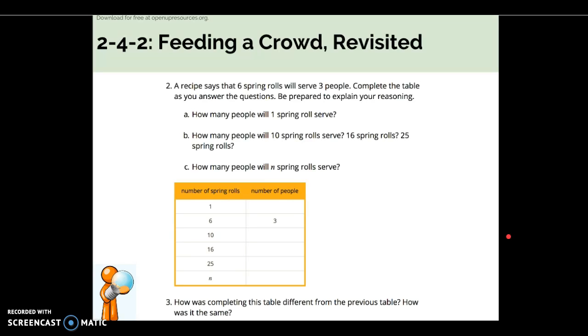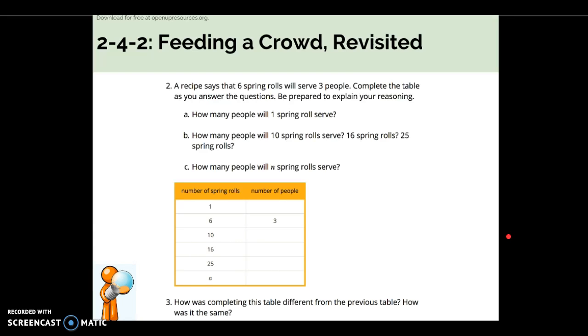spring rolls serve. So if we were thinking about a variable representing an unknown number, that would be n, just represents anything we don't know. And then answer question number 3 in your notebook. How is completing this table different from the previous table, and how is it the same?